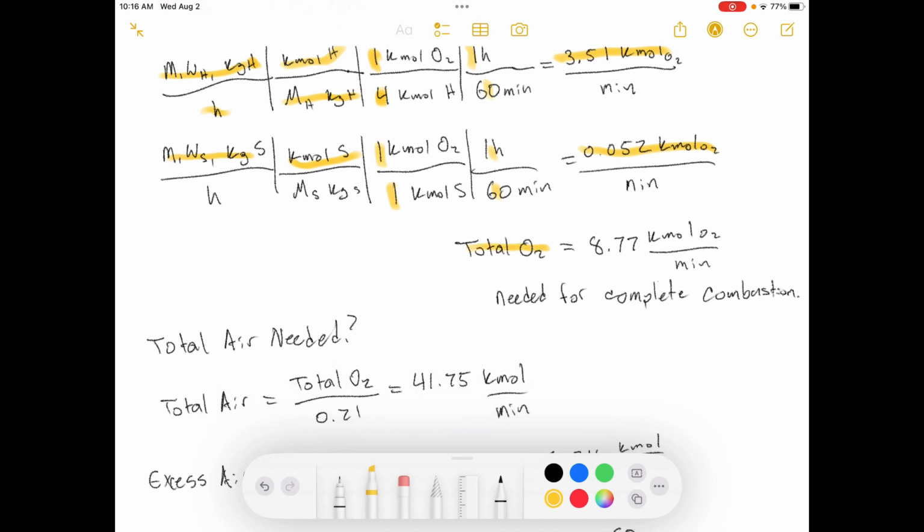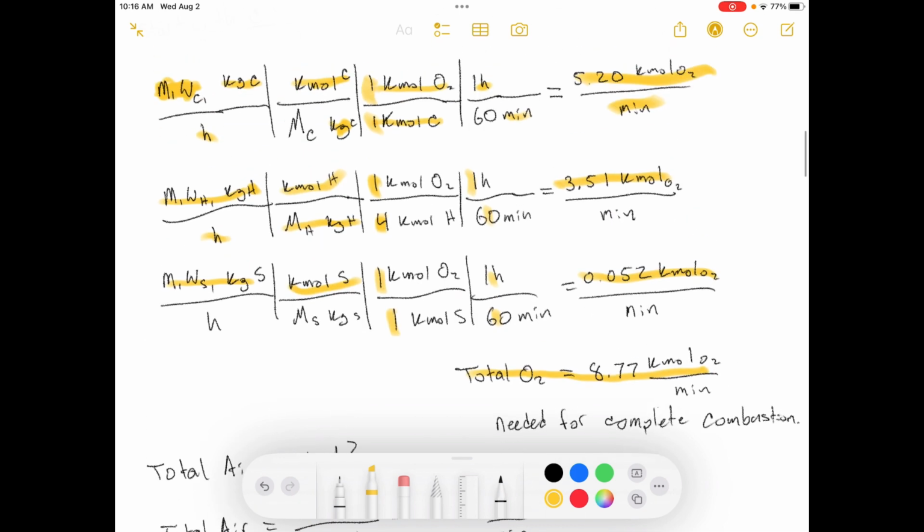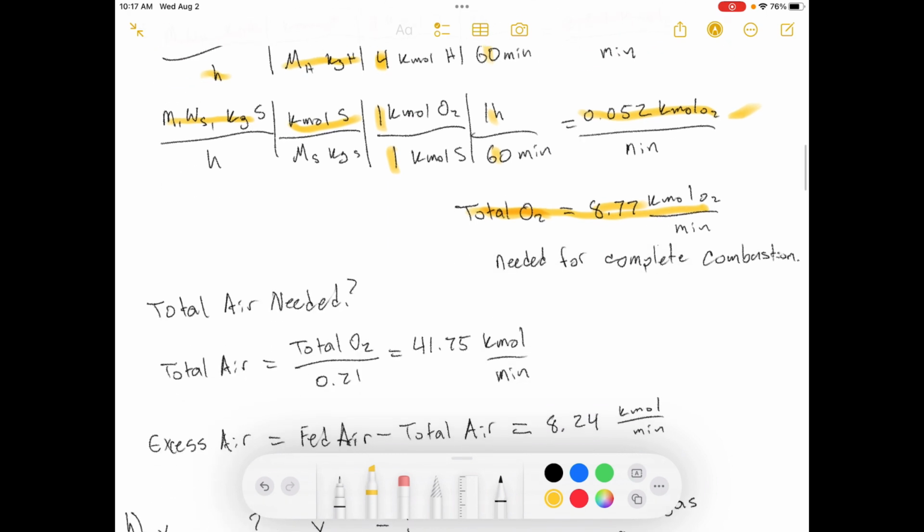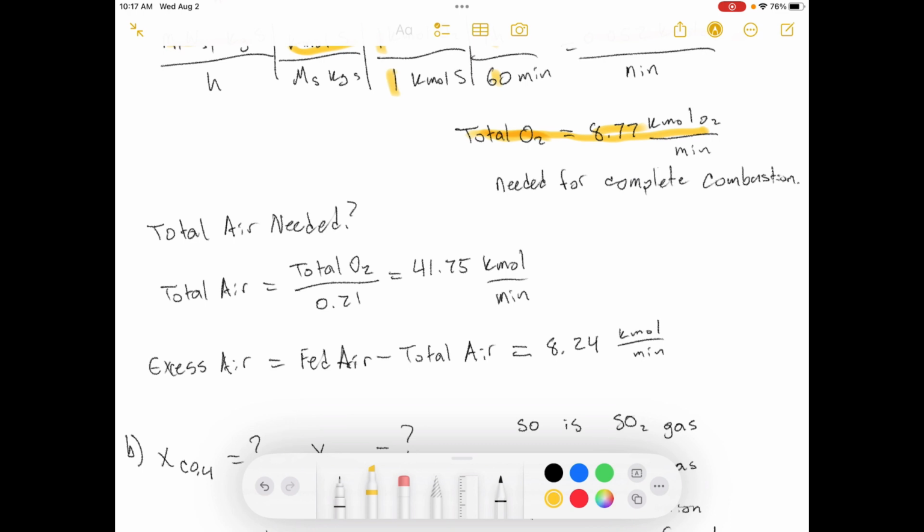Okay, so the total amount of oxygen we would need, we just add all these up, right? Total oxygen, that's how much we would need to fully combust. It didn't ask for excess oxygen, it asked for excess air, right? So then we say, how much air would we need? Total air needed. Well, total air equals the total amount of oxygen divided by the mole fraction of oxygen, right? So then that equals, that's how much air we would need, 41.75 kilomoles per minute.